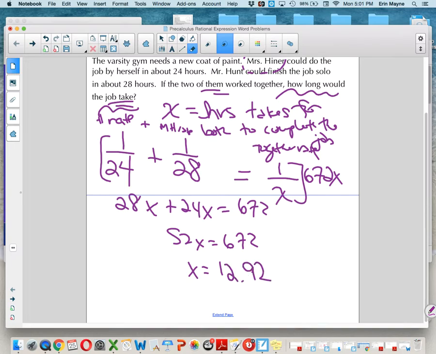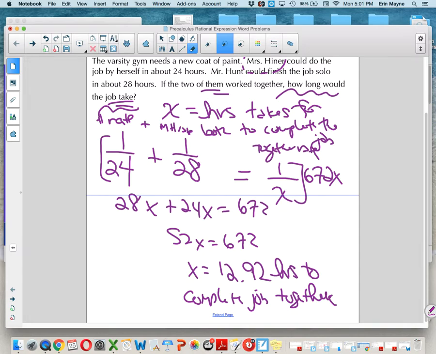12.92 what? It's going to become really important that we clarify our what. In this case, hours: what we've solved for is the number of hours to complete the job together. Notice that is neither an average nor a subtraction. It should make sense that together they can do it in a little bit more than 12 hours. If Mr. Hunt had worked at the exact same rate, they could have done it in half the time, but he could not, so it's a little bit more than half of Mrs. Heiner's time. So that part, just numerically, hopefully makes sense.